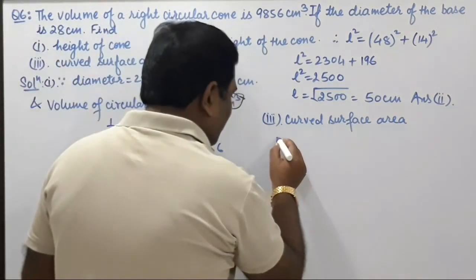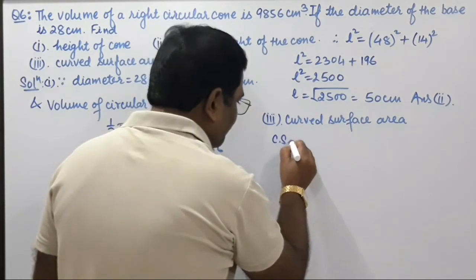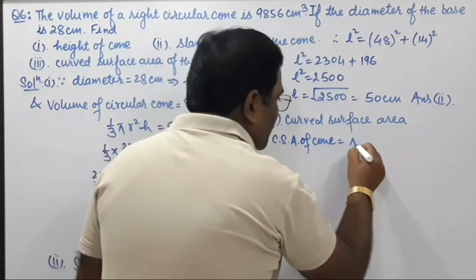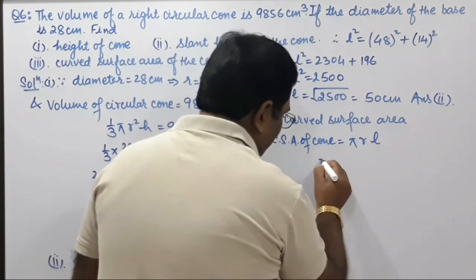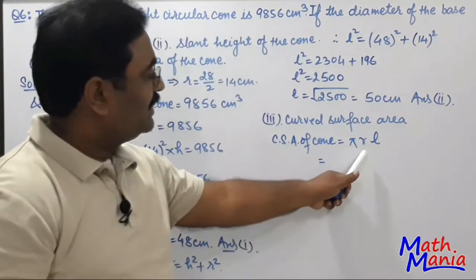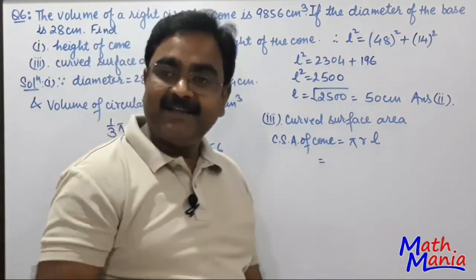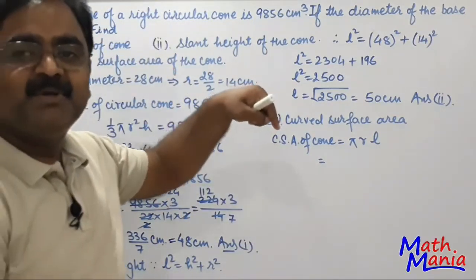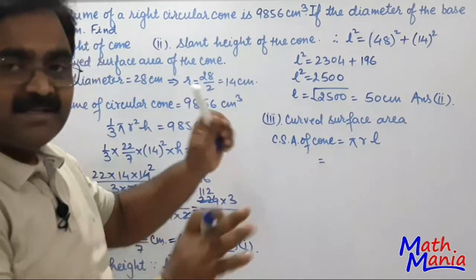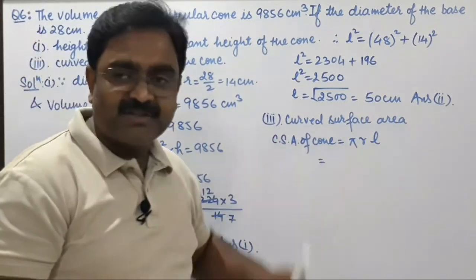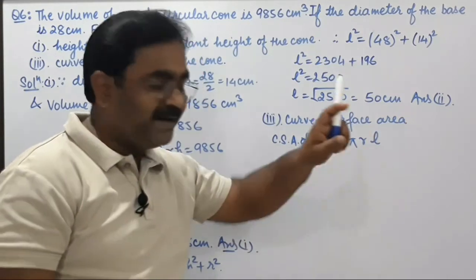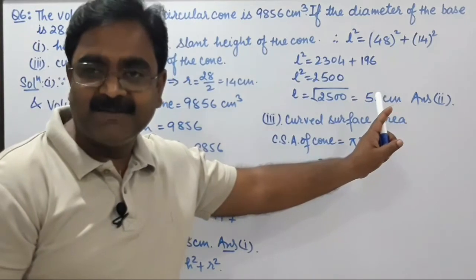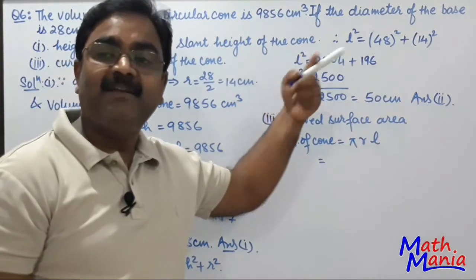You know that the curved surface area of the cone is equal to pi r L. Substitute the value: r is the radius, L is the slant height. Just see, friends, each and every sequence is related to the next upcoming question. It was asking the curved surface area, and for it we required the slant height. That is why the second part asked to find the slant height, so we found the slant height earlier.